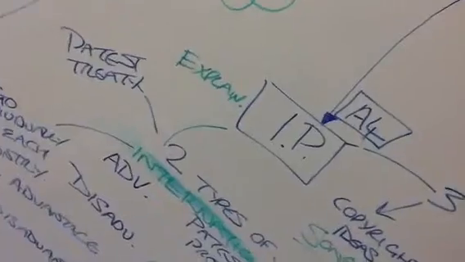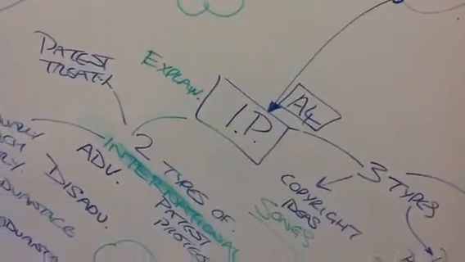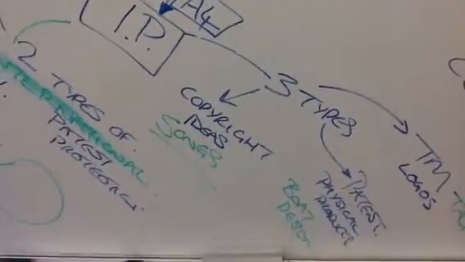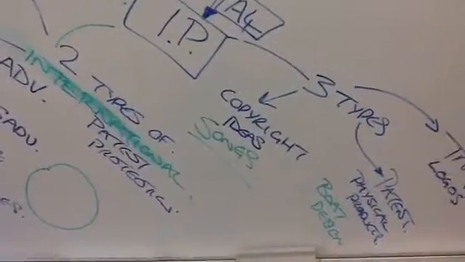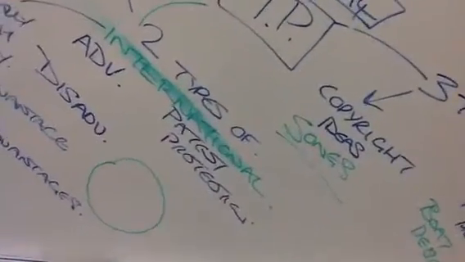The next thing you have to know about, and there's an A4 sheet on this, is intellectual property. You should know the 3 types. You should know the difference between copyrights, patents, and trademarks. Trademarks protect logos, patents protect physical designs, and copyrights protect ideas.